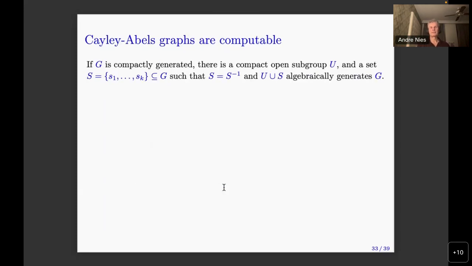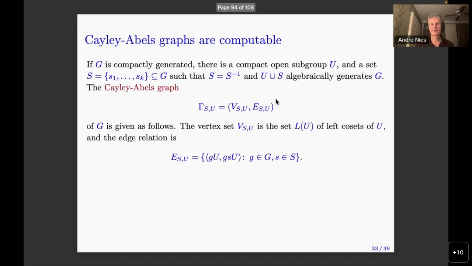So compactly generated means just that, algebraically generated by a compact subset. That's an important subclass. You can easily show it's the same as there's a compact open subgroup and the rest is just a finite generating set, which you can assume to be closed under inversion. So that compact set can just be U union S, where S is finite. And given such a situation, you define the Cayley-Abels graph, which is pretty much the obvious TDLC variant of the Cayley graph, namely blur everything by putting U on the right. U means blurring, and then it becomes a countable object, which sort of incorporates the large scale geometric structure of G.